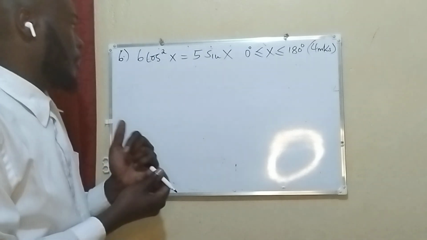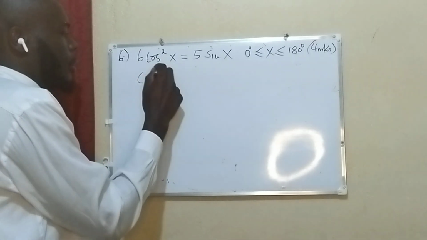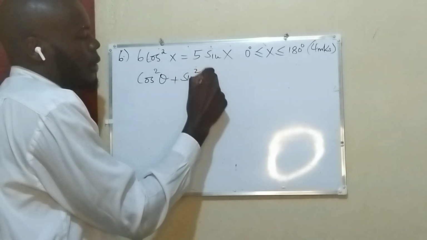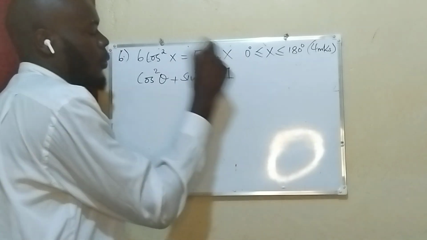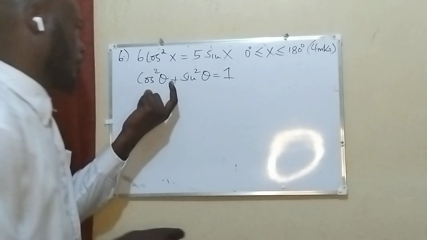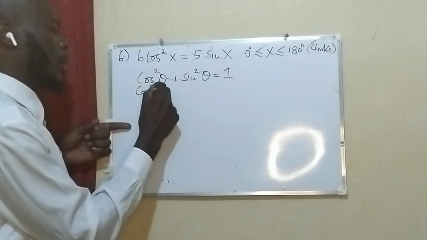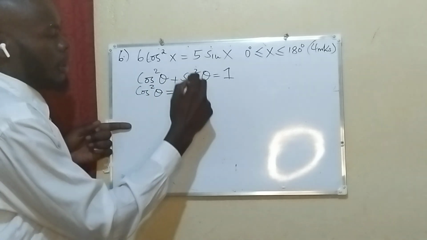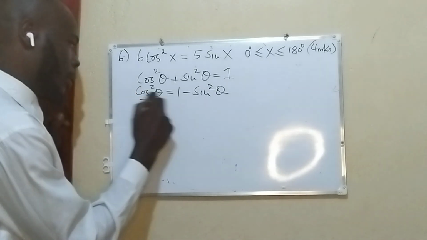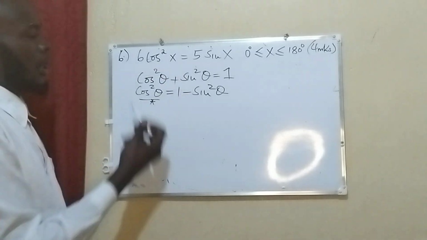So we're going to use this formula: cos squared theta plus sine squared theta is equal to 1. We apply this one, so we can make cos squared theta the subject. We have cos squared theta is equal to 1 minus sine squared theta. Then using this one, we can now substitute here for cos squared x.